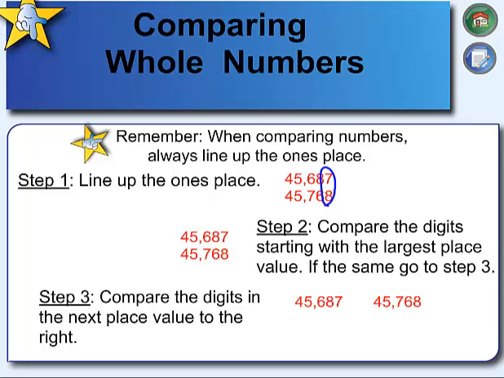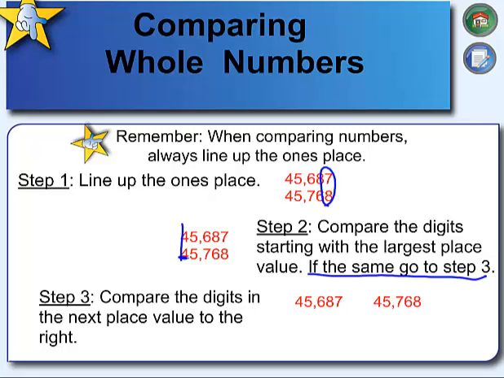We do that because we actually want to compare and see if one number is larger than the other with the largest place value. And that's what step 2 is. Compare the digits starting with the largest place value. So here I have the 10,000s place, and I see they're both 4s. So that really doesn't help me. If they're the same, it says over here, go to step 3. And step 3 says to compare the digits in the next place value to the right.